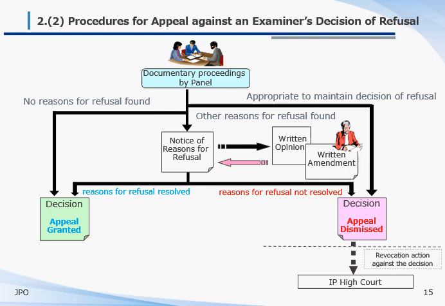If reasons for refusal are resolved, the request is granted and a decision reversing an examiner's decision of refusal will be rendered. If reasons for refusal are not resolved, the request is not granted and a decision maintaining an examiner's decision of refusal will be rendered. In practice, the most common case is the scenario in the middle.